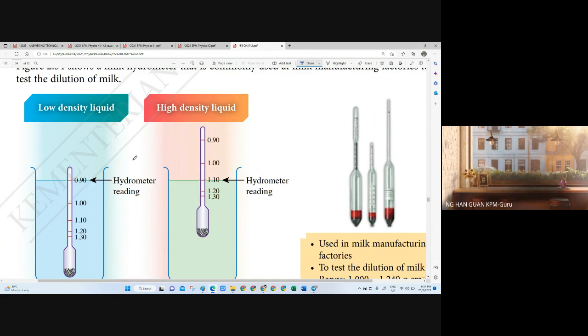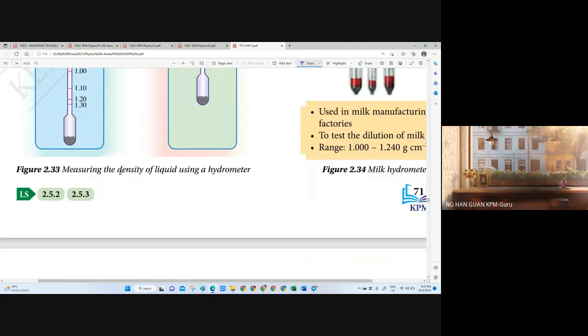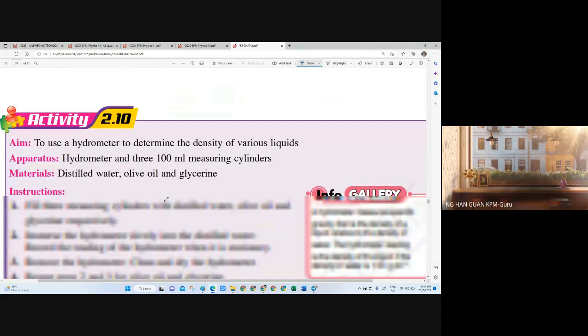So study this. If you want to make it more sensitive, the stem should have a smaller diameter, because a smaller diameter makes it narrow. So when there's a slight change in density, it makes a bigger change in volume and height, obviously. So it will be easier for us to detect small density changes. Try to take some time to study this hydrometer.